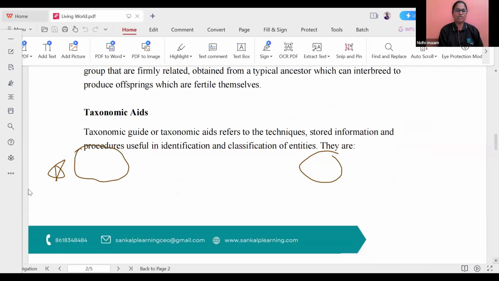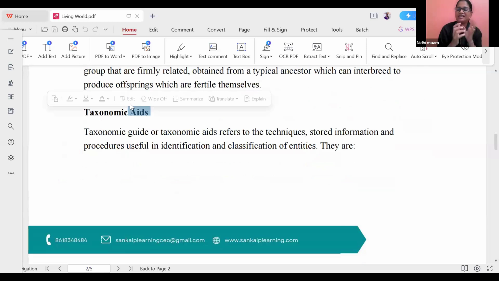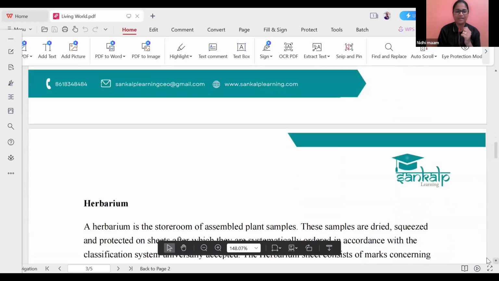Next, taxonomic aids. Which all things or tools will we use? Aids are the useful things. So which tools will we use for taxonomy? Those are called taxonomic aids. Taxonomic guide or taxonomic aids refers to the techniques, stored information, and tools which we use in taxonomy. Let us see which are the taxonomic aids.